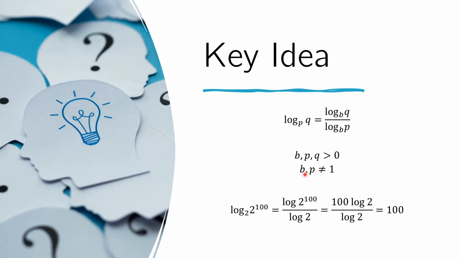And again, you notice that if we had b, let's say 1, we would have a problem here, because 1 raised to any number does not become 2 at all. So we don't want b and p to be 1.